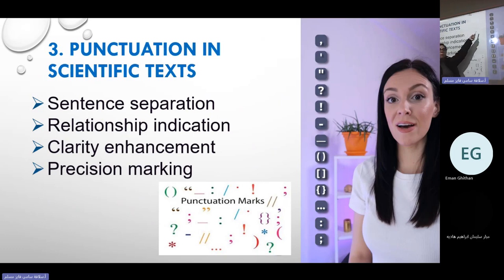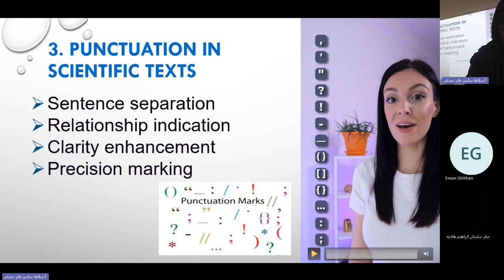So we have the comma, the apostrophe, the quotation mark, the question mark, the exclamation mark, the hyphen, the dash, parentheses, square brackets, the ellipsis, the colon, and the semicolon. Okay? Let's see this nice lady talking about punctuation.